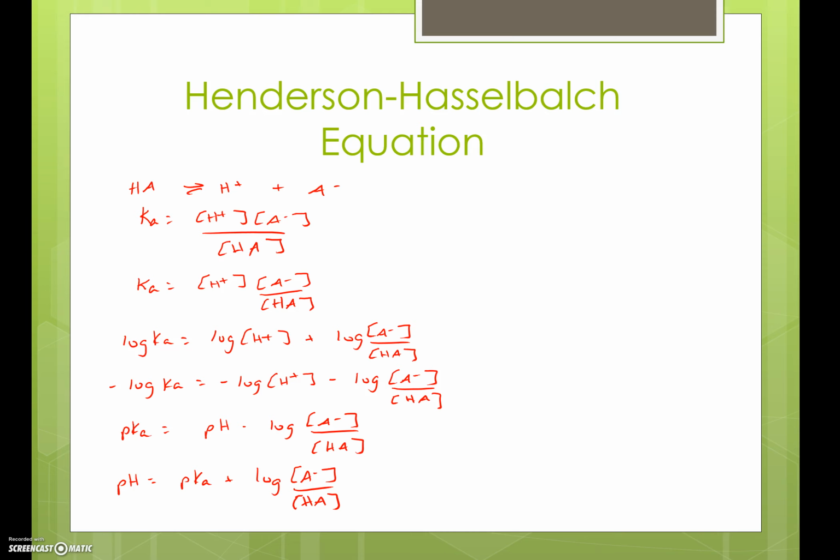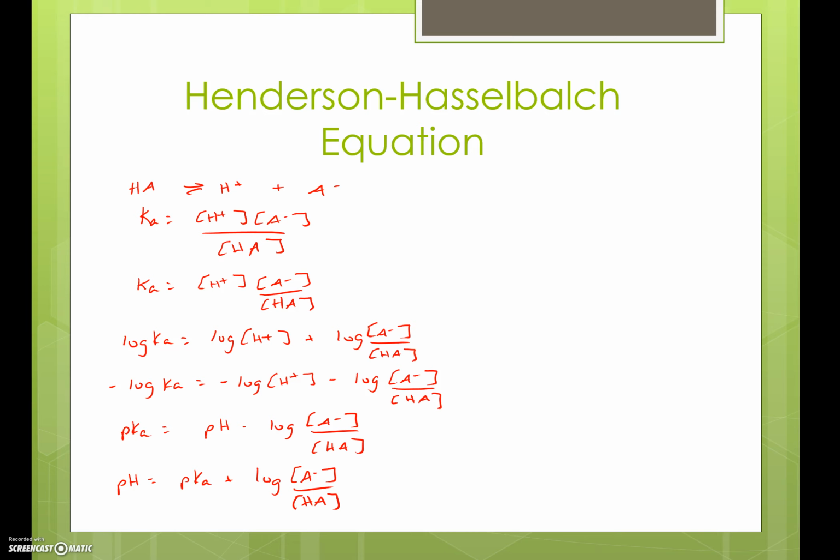Now we can do a little bit of manipulation with this. If we pull the hydrogen ion out of the equation, we've still got the same thing. And then we're going to take the log of both sides of our equation. So that's going to give us the log of Ka equals the log of the concentration of hydrogen ion times the log of A over HA.